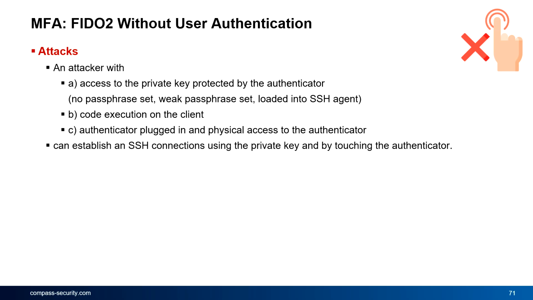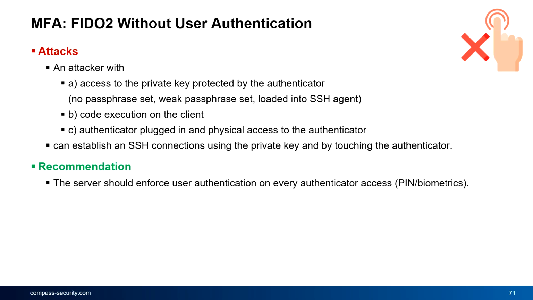This means now if an attacker has access to your unlocked workstation, they can just use all the tools they have. So they have the private key, maybe it's not correctly protected using a strong passphrase or loaded into the SSH agent. The attacker can execute their own code on the client, so can use the console and initiate a new SSH session, and the authenticator is also plugged in. Then the attacker can just use it, log into another system, touch the authenticator, and is logged in.